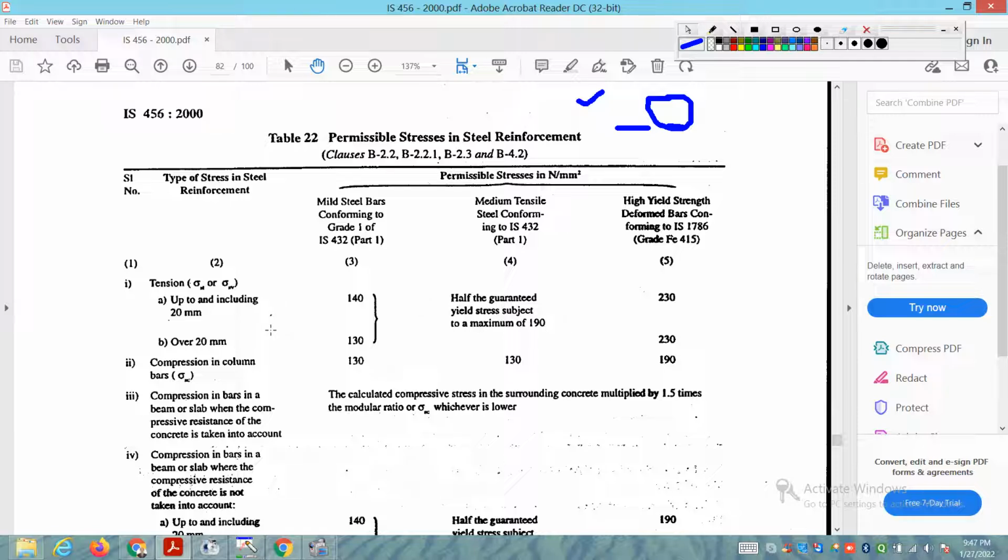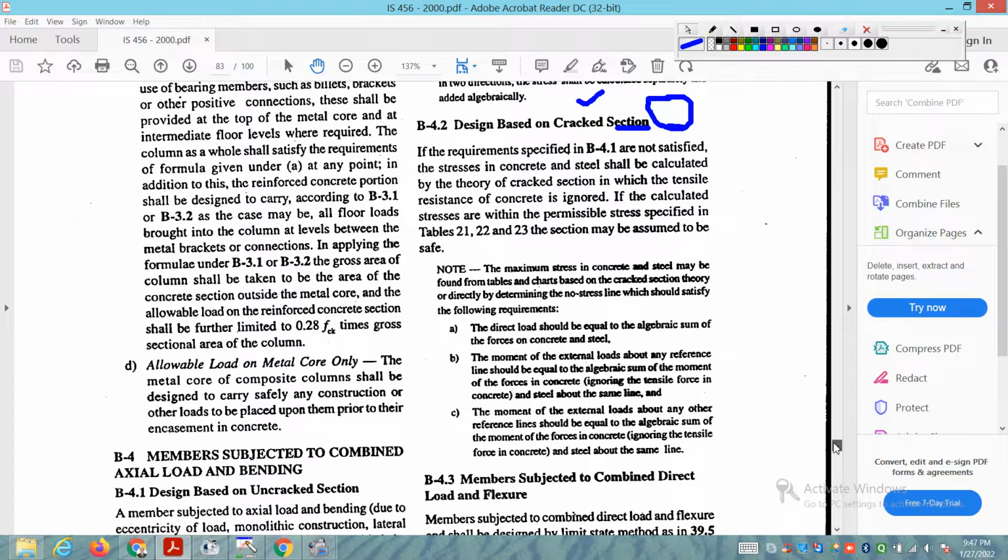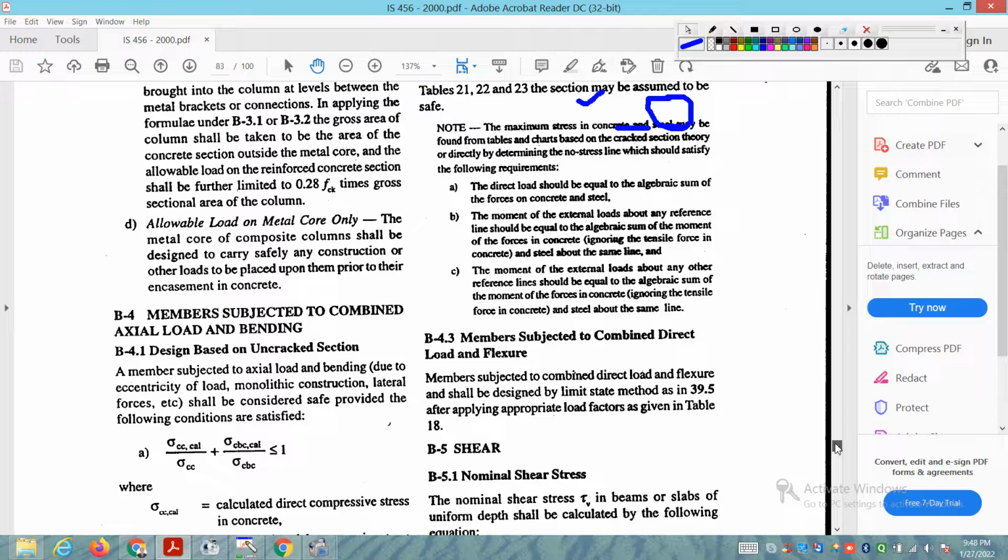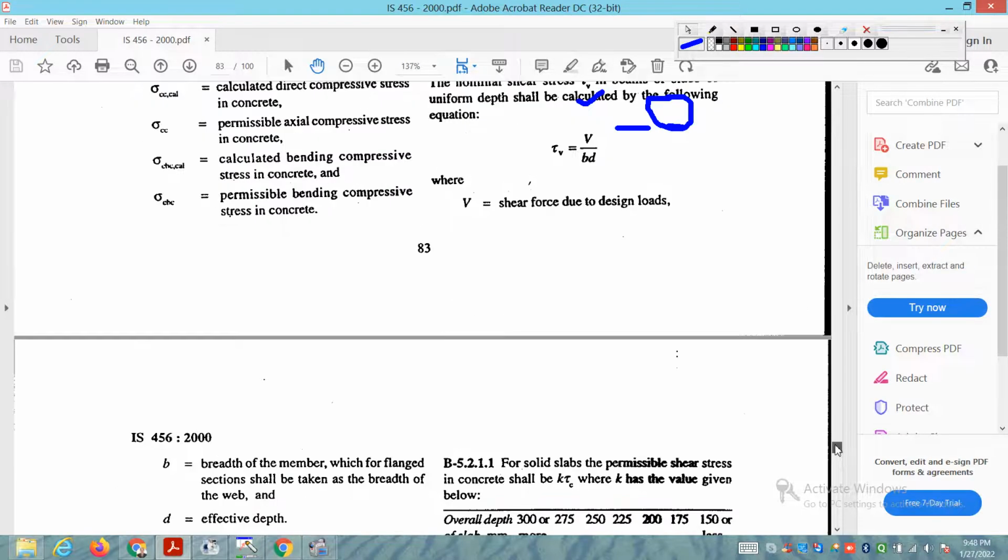So one by one we will refer to these clauses. If the diameter of the reinforcement steel is above 20 mm, you have to take sigma st value as 130 megapascal. And for GATE exams, you should be thorough with all the codes and practices. It is not allowed to carry this IS code into GATE exams and other competitive exams. So for that, you should know every clause on your fingertips, at least maximum clauses you should know.